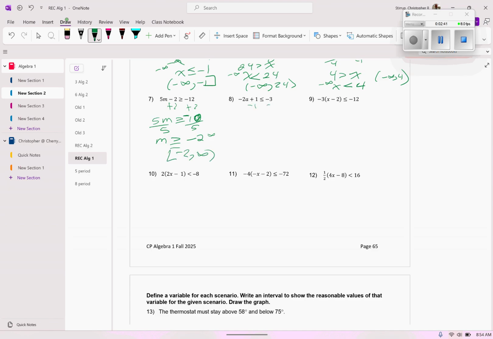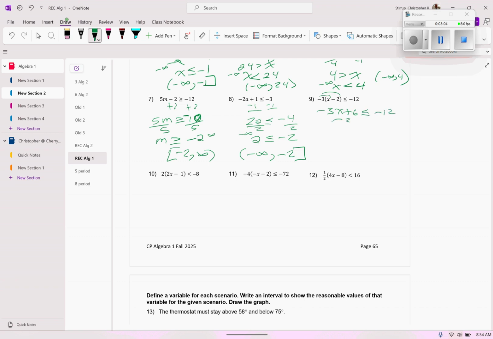Number 8, subtract 1 from both sides. So I'm going to get 2a is less than or equal to negative 4. Divide each side by 2. a is less than or equal to negative 2. Again, the sign doesn't flip over because the divisor wasn't negative. Hard bracket. Let's distribute negative 3 over the parentheses.